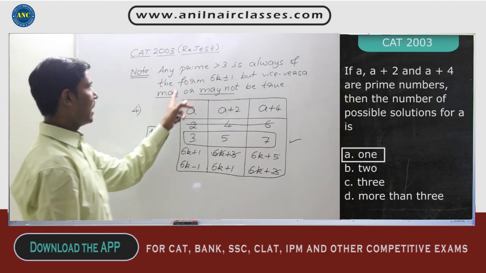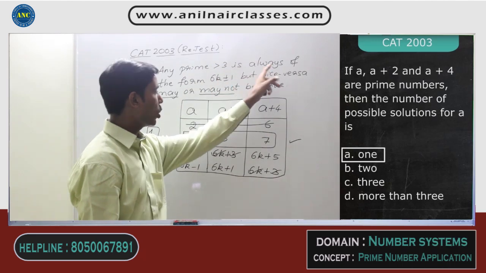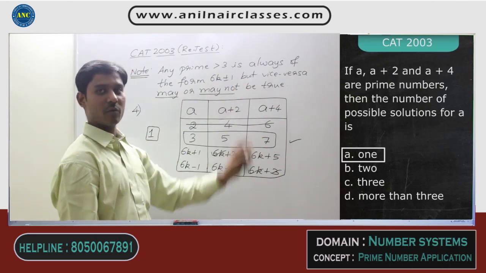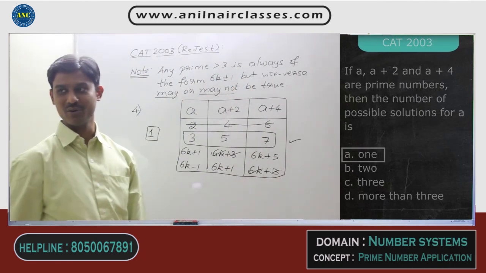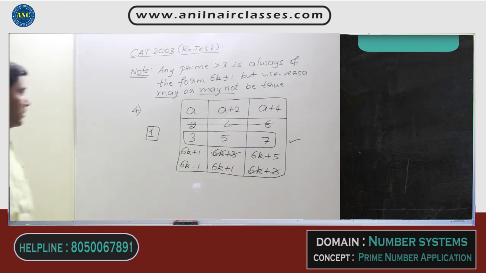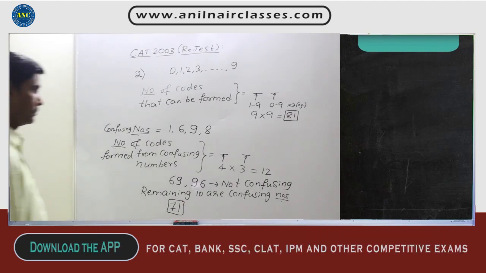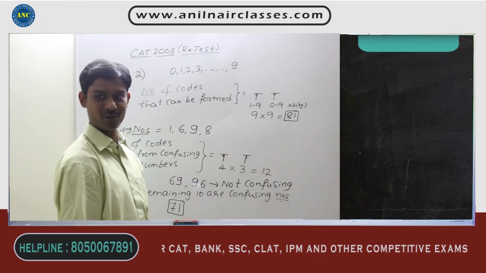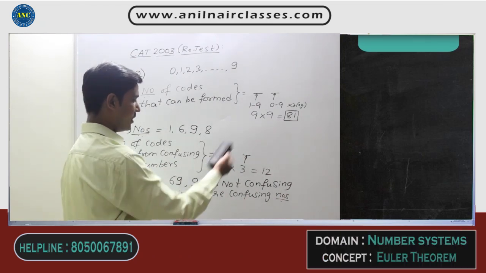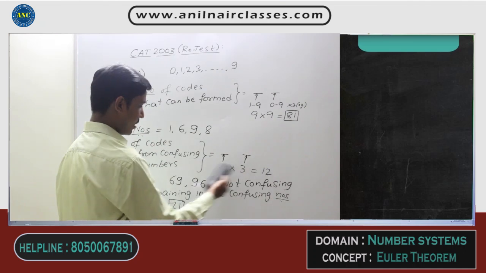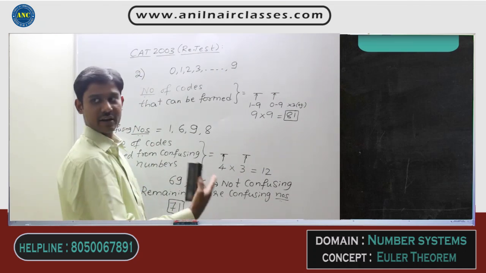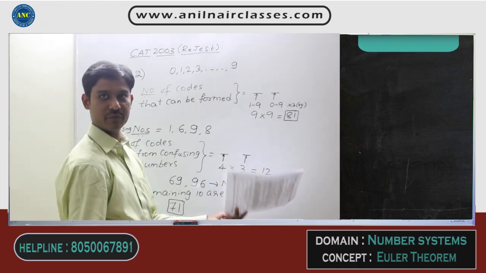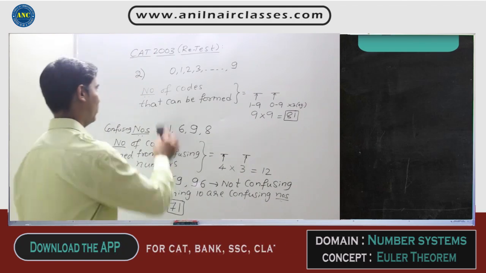The key point is any prime number greater than 3 is always of the form 6k plus or minus 1. Vice versa may or may not be true. Idea clear, sir? Please write down. Clear, right? So these two will not be confusing even if you turn it upside down. Out of 12 confusing numbers, these two are not confusing now. So 10 are confusing. Out of 81, if 10 are confusing, remaining 71 are not confusing.